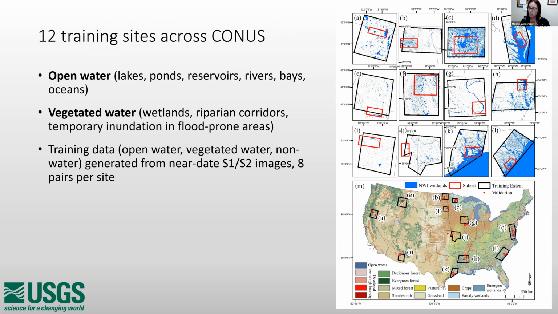So to develop the algorithm, we selected 12 training sites across CONUS, and we collected training data on open water. So by open water, we're including lakes, ponds, reservoirs, rivers, bays, and oceans in here, and then also vegetated water. So wetlands, riparian corridors, temporary inundation, flood-prone areas, etc. And we trained the algorithms on near-date Sentinel-1 and Sentinel-2 image pairs, 8 pairs per site for each of the 12 sites.